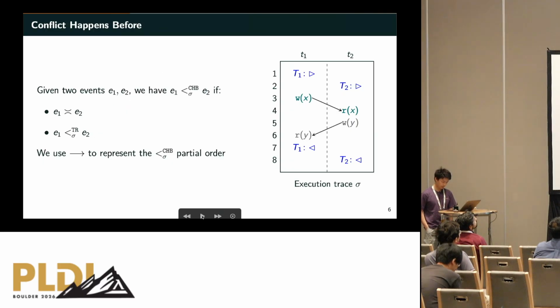For the 2 events E1 and E2, we say that E1 conflict-happens-before E2 if they are conflict events and E1 appears before E2 in the trace. We use an arrow to represent the conflict-happens-before partial order.